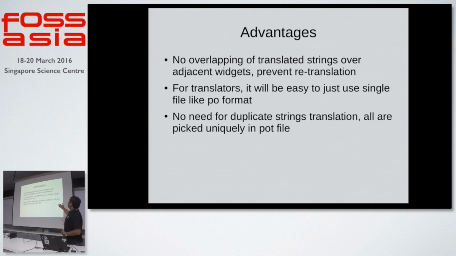For translators, like I said, it is easy to just use a single file like the PO format, because these strings are collected in a POT file. I have shown you the POT file, and from this POT file, individual PO files are created, and these PO files are translated. There is no need for duplicate string translation, because if a particular UI string is duplicated across multiple places in your source code, it will be collected as a single string, and a comment is added into the POT file saying the string was collected from a certain line number. POT and PO files are very easy for getting your product translated.